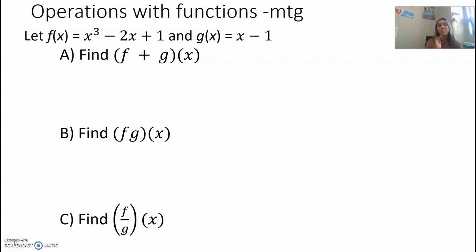Okay, functions, go ahead and hit pause. I'd like you to do all of this. This is all review, so I would like you to do this as your warm-up.